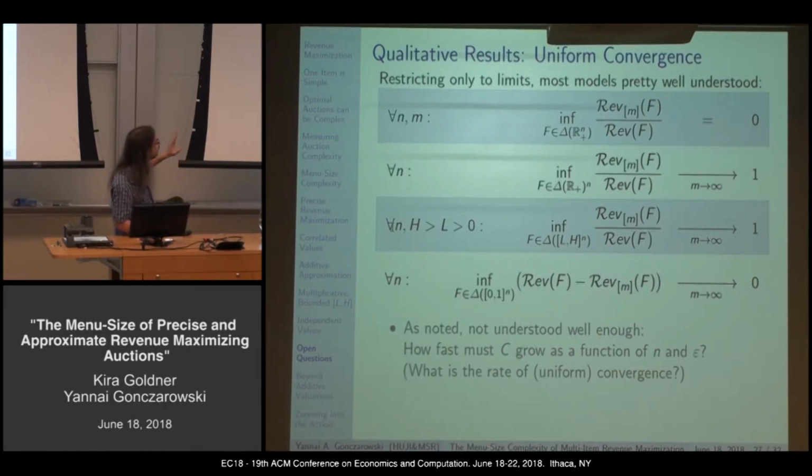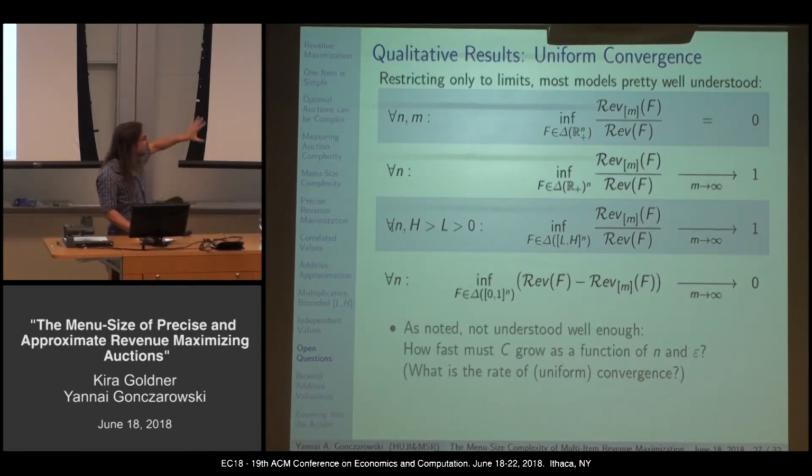You get no guarantee. The second line is the result for independent distributions that says if you only take the infimum over product distributions, then you get a fraction that, as the menu size goes to infinity, goes to 1 uniformly over all of these distributions. So you first take the infimum, and only then you ask whatever you can guarantee for any distribution, how does that behave as a function of m? The third one gives the same result for bounded distributions. We've talked about that, bounded from below and from above. And the fourth one here is the additive approximation result.